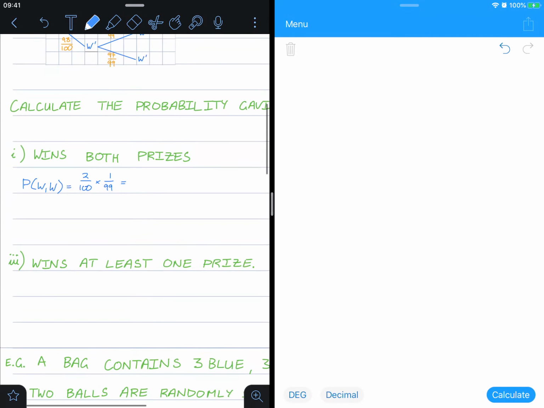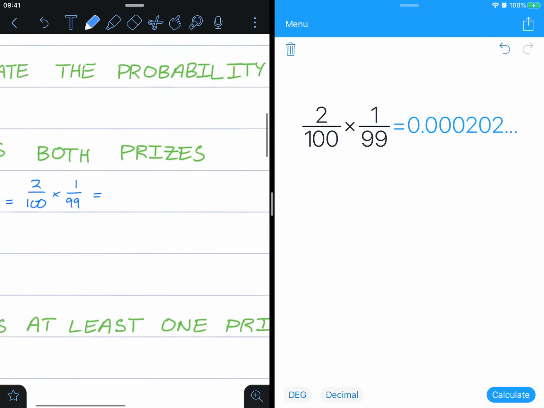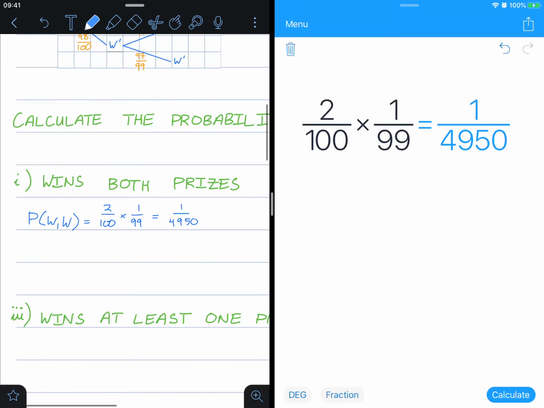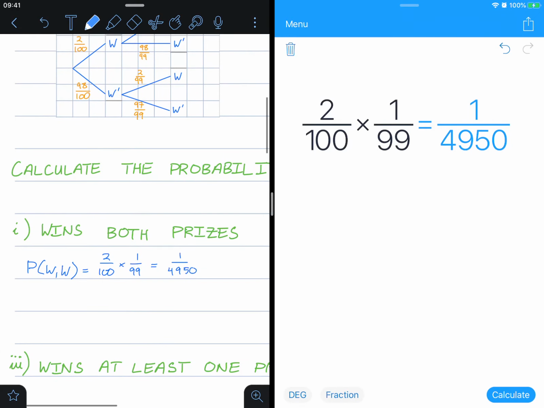Straight to our calculator. 2 out of 100 times 1 out of 99. That's a very small number. I'm just going to leave it as a fraction for this one. That's 1 over 4950. So he has almost a 1 in 5,000 chance of winning both first and second prizes.